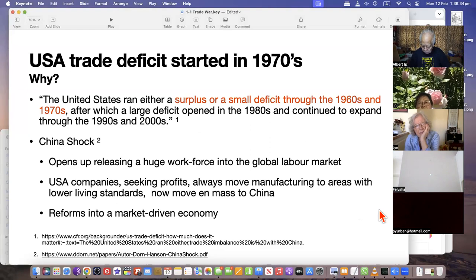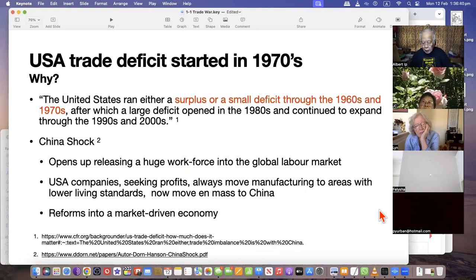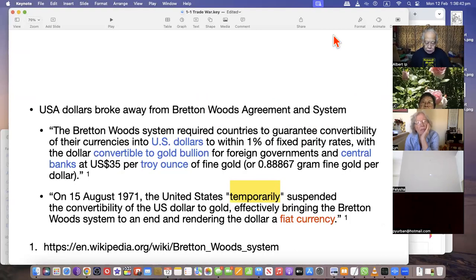So let's look at what we mean by China's reform. Okay, I will come to this point first and then come back to what reform means from the China side. We are still looking at the US side.